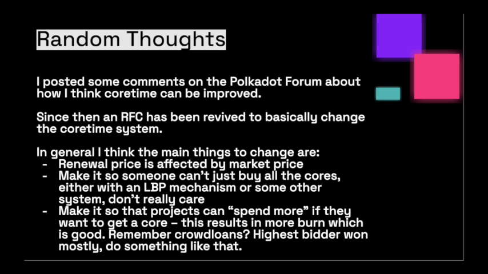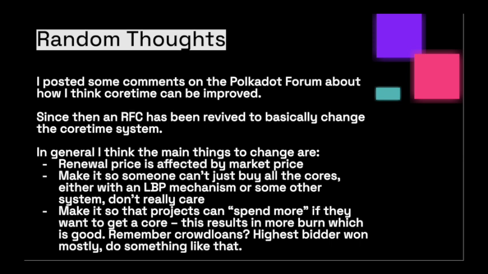But in general, I think the main things we should change are, first, the renewal price should be affected by the market price. I kind of don't think it's right that a project, a parachain, could buy a core for 1 DOT when there was no demand, and then it only goes up by 3%. What if cores end up being 100,000 DOT and you're renewing for 1 DOT? I don't think that's right. So I think we should make renewal price affected by the market.